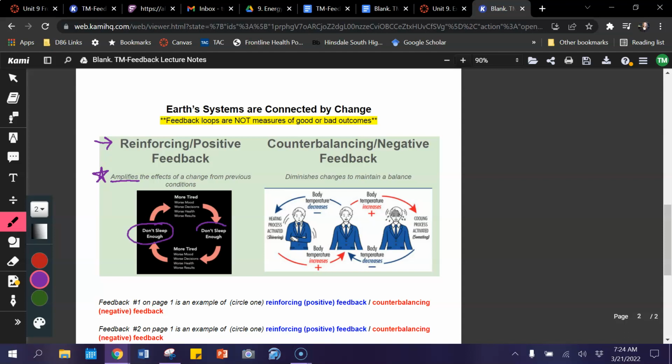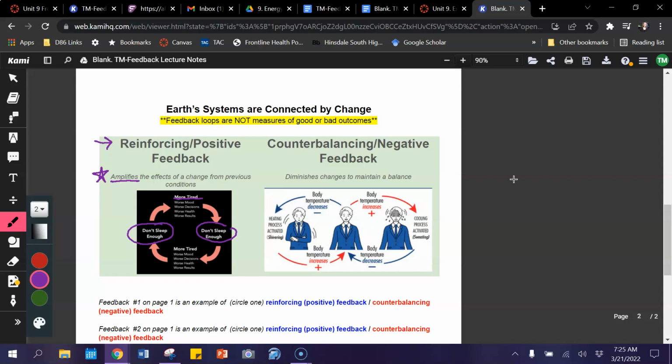we have "don't sleep enough" in two different places. If you don't sleep enough, you become more tired, which gives you a worse mood, where you make worse decisions, your health goes down, and then maybe you're not sleeping because you're not feeling well, and then you become more tired, and it just spirals on and on out of control. So what's happening here is that not sleeping enough is going to amplify or emphasize the effects of a change. It's going to continually worsen until you do something to stop it.